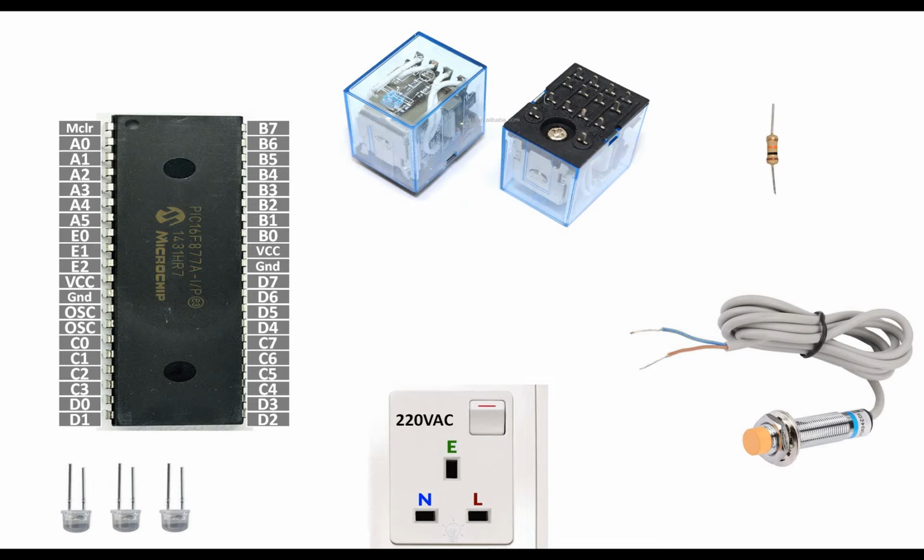Now, to interface this with a PIC, we will need a 10 kilo ohm resistor, which will act as either a pull up or pull down resistor depending upon your requirements. So let me show you how to wire it up.